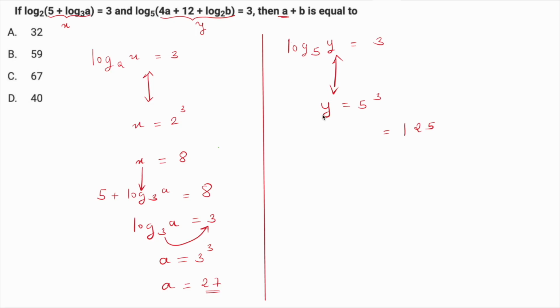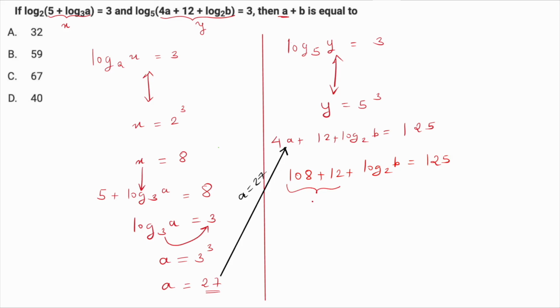And now I resubstitute the value of y here as 4a plus 12 plus log of b to the base 2. Now, first things first, let's substitute the value of a that we have already got in this equation. We put a as 27. So now the left hand side becomes 4 into 27, that is 108, plus 12 plus log of b to the base 2, is equal to 125. Now 108 plus 12 is nothing but 120. So 120 plus log of b to the base 2 is equal to 125.